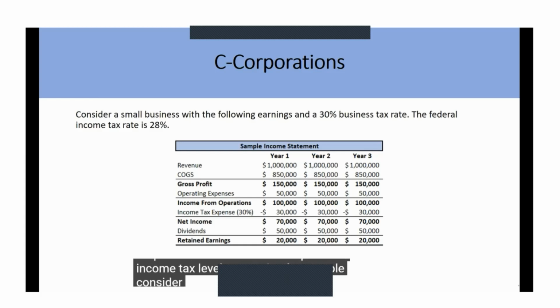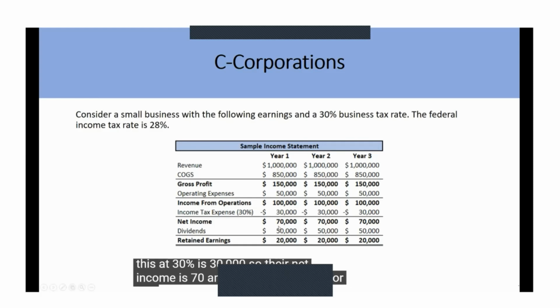Now, a simple example, consider a small business that has the following earnings, and they're the same for years 1 through 3. They have a business tax rate of 30% and a federal income tax rate of 28%. So they earn $1 million. Their cost of goods sold is $850,000. Their gross profit is therefore $150,000. They have another $50,000 in operating expenses. So they have EBIT, or income from operations, of $100,000. Now, tax on this at 30% is $30,000. So their net income is $70,000.